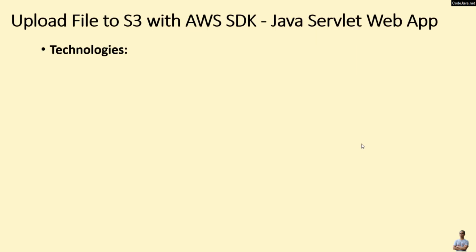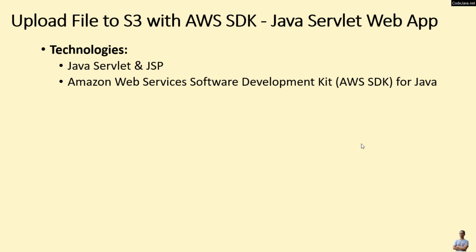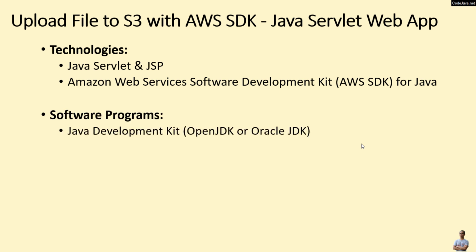And in the next few minutes, I will walk you through the development of a Java web project based on Java Servlet and JSP and using Amazon Web Services Software Development Kit or AWS SDK for Java. And the software programs are Java Development Kit, OpenJDK or Oracle JDK, Apache Tomcat Server version 9.0, and Eclipse IDE.